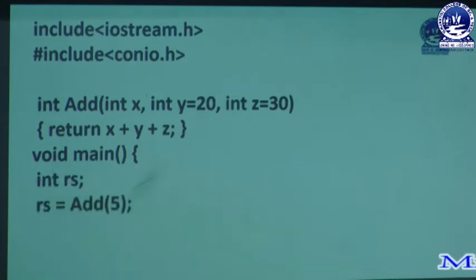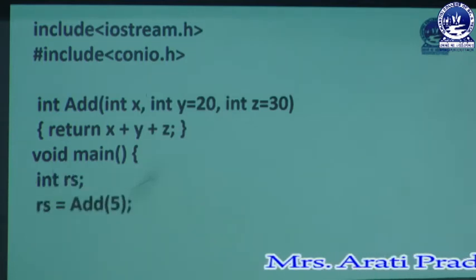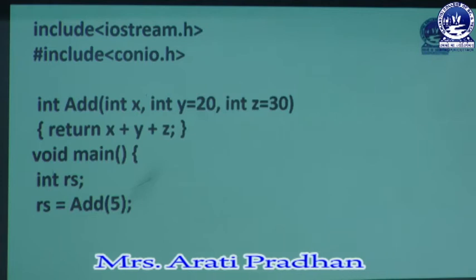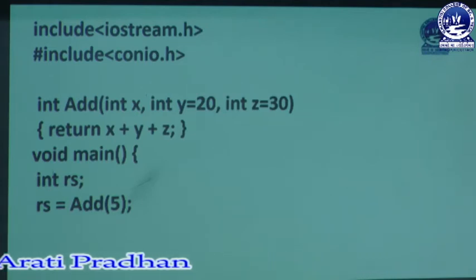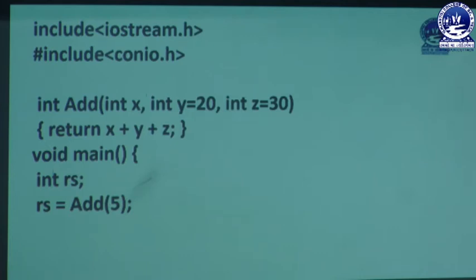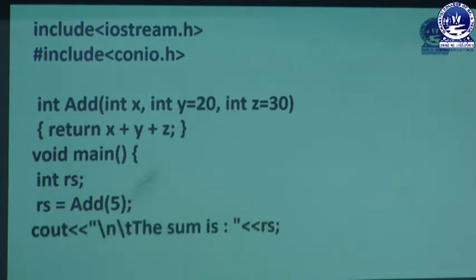Okay. Inside void main, I have used one variable rs, rs = add(5). When you are passing only one argument, the x value will be initialized with 5, the y value will be as usual 20 and the z value will be as usual 30. So here you will get the output 5 + 20 + 30, that means 55.